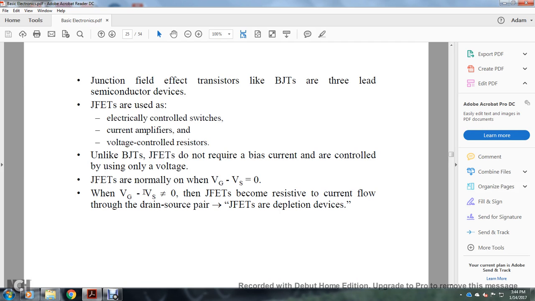Alright, the junction field effect transistor, or JFET, is a three-lead semiconductor device. The JFET is used for electronically controlled switches, current amplifiers, and voltage-controlled resistors. Unlike BJTs, JFETs do not require bias current; the current is controlled by using a voltage. JFETs normally use a voltage generator with the voltage VS.